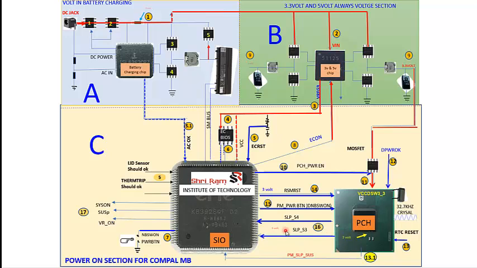As soon as SIO receives these two signals, SIO individually turns on different buck converters. There are different buck converters for RAM supply, for system supply, for core supply. So SIO turns on the different buck converters one by one.